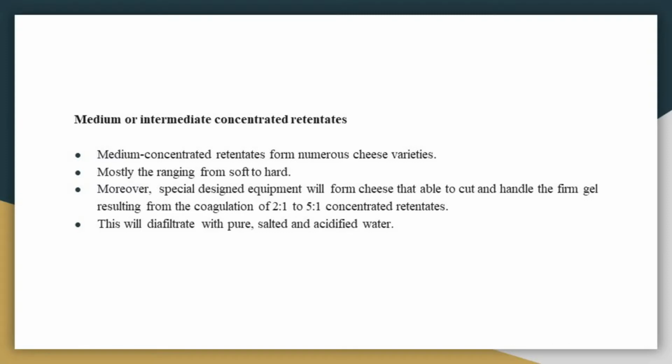Second, medium or intermediate concentrated retentates. Medium concentrated retentates form numerous cheese varieties, mostly ranging from soft to hard. Moreover, specially designed equipment will form cheese able to cut and handle the firm gel resulting from the coagulation of 2.1 to 5.1 concentrated retentates. This will be diafiltrated with pure, salted and acidified water.